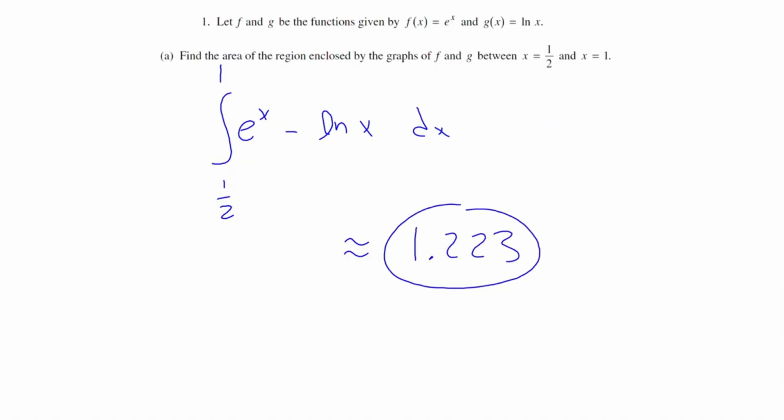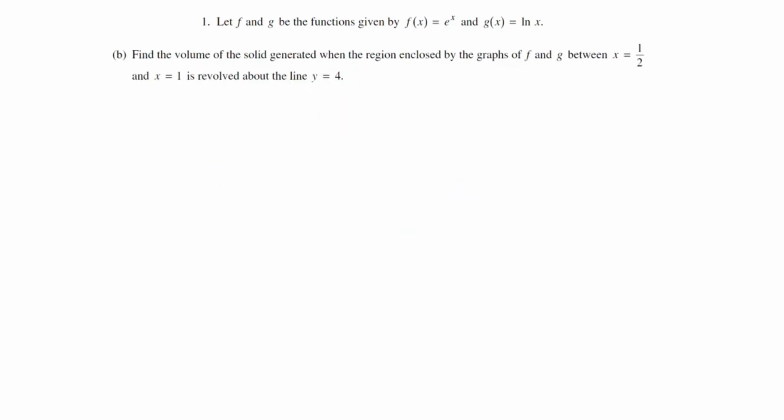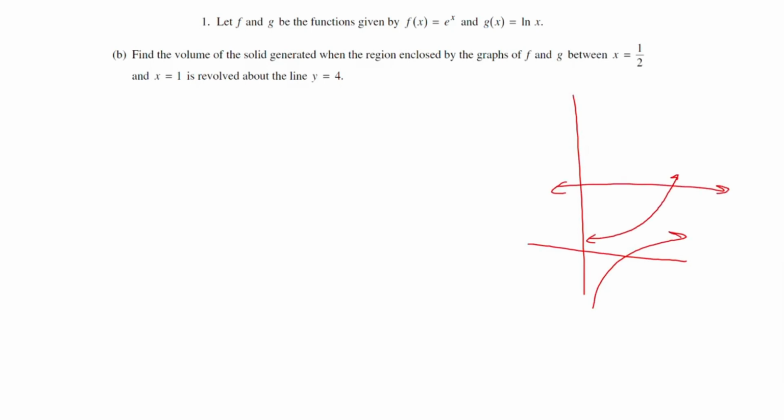And they gave you 2 points there, 1 for the setup and 1 for the answer. In part B, it says we want the volume of the solid generated if we revolve that region around the line y equals 4. So we're looking at ln of x and e to the x, and we want to go around the line y equals 4.